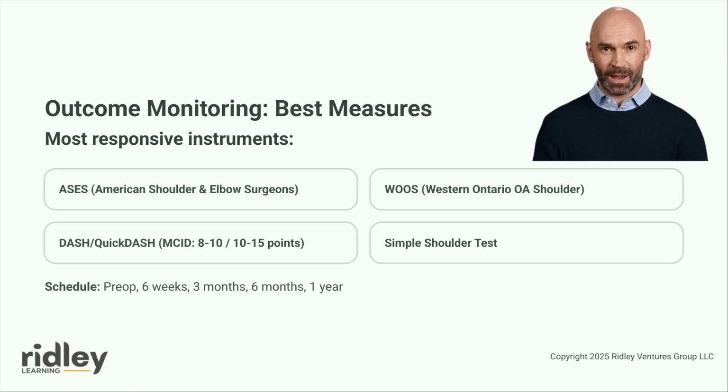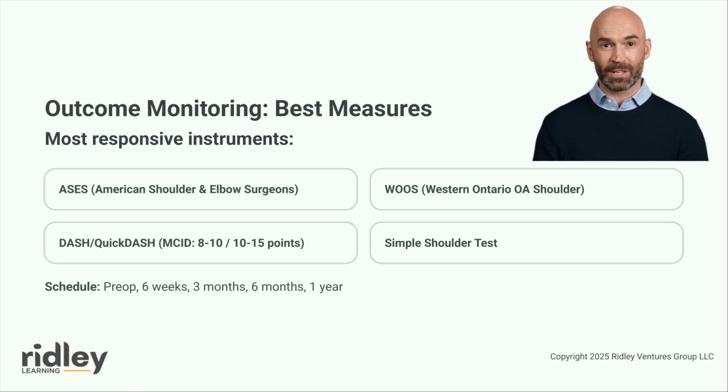Serial assessment using validated patient-reported outcome measures is essential for monitoring rehabilitation progress, identifying patients at risk for poor outcomes, and guiding clinical decision-making throughout the postoperative course. The most responsive and internally valid instruments for anatomic arthroplasty populations are the American Shoulder and Elbow Surgeon Score, the Western Ontario Osteoarthritis of the Shoulder Index, the Disabilities of the Arm, Shoulder, and Hand Questionnaire and its abbreviated version QuickDash, and the Simple Shoulder Test.